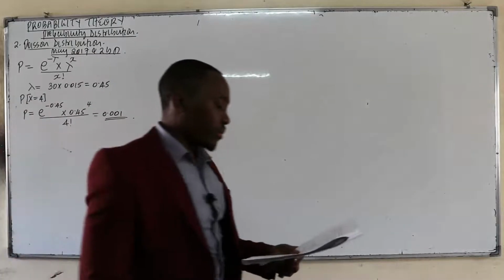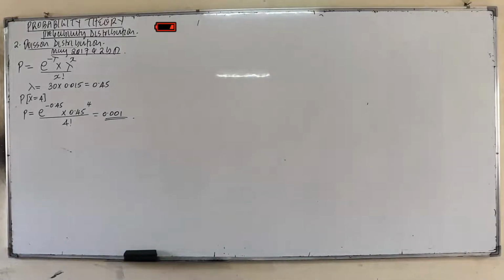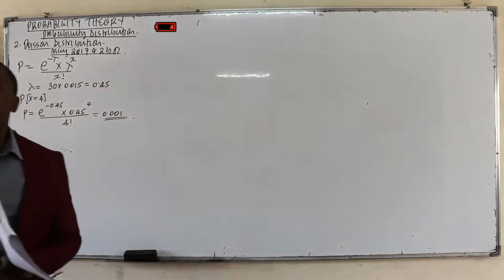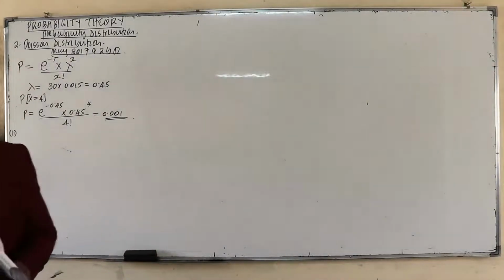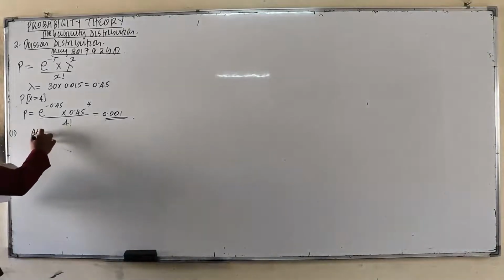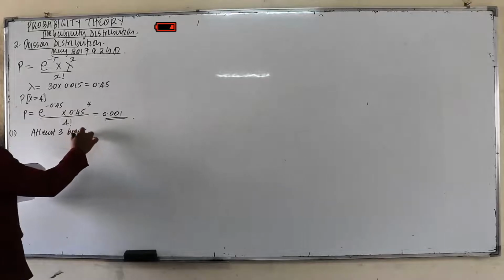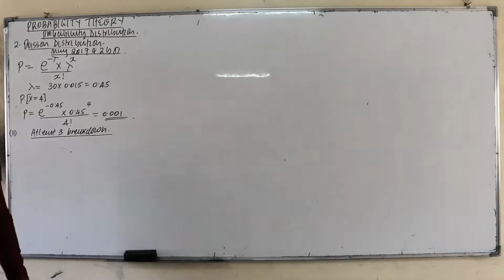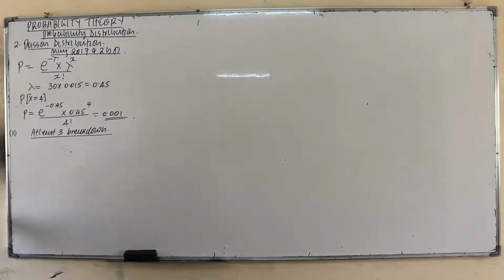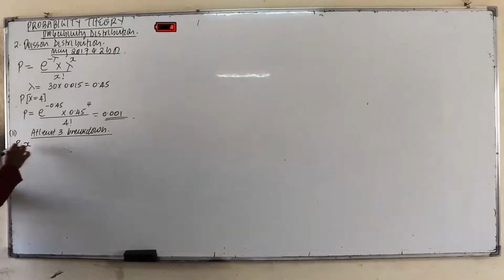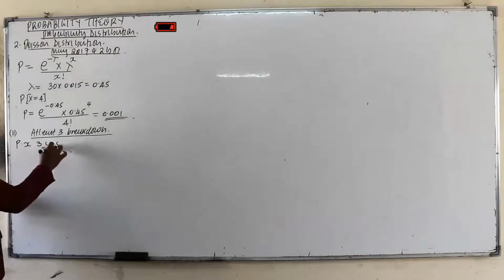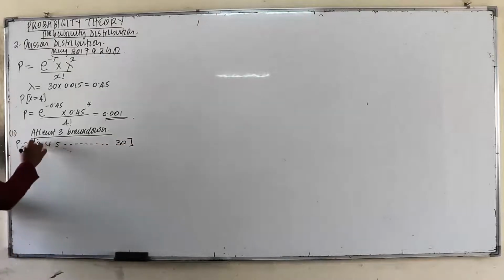So I want us to add something else. Can you write number 2 in your question paper? I want you to add something, not the one which is required. What if now we want the probability of having at least 3 breakdowns? That's not part of the question. To get at least 3 is the probability that x will be greater than 2. That means 3, 4, 5, and so on, up to 30 machines.